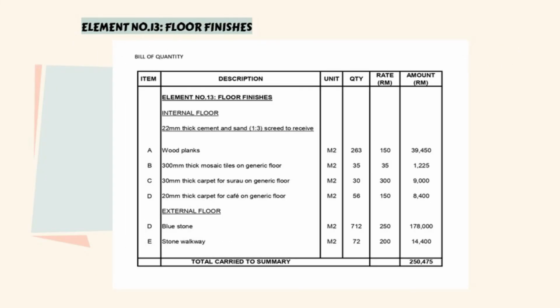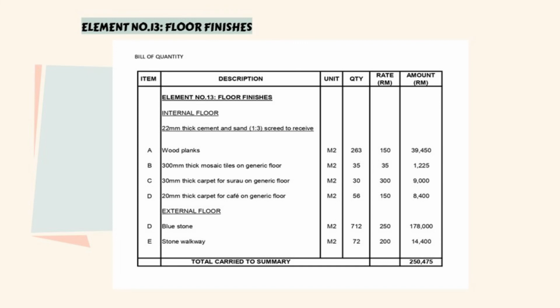Now we move to the last element that we want to highlight in our BQ as per schedule, which is element number 13, floor finishes. For internal floor, we use 4 different types of floor finishes. First, we use wood planks. We have used 263 meter square of wood planks for the internal floor finishes, and they cost 39,450 ringgit. We also use 300 mm thick mosaic tiles on generic floor, and they cost 1,225 ringgit.